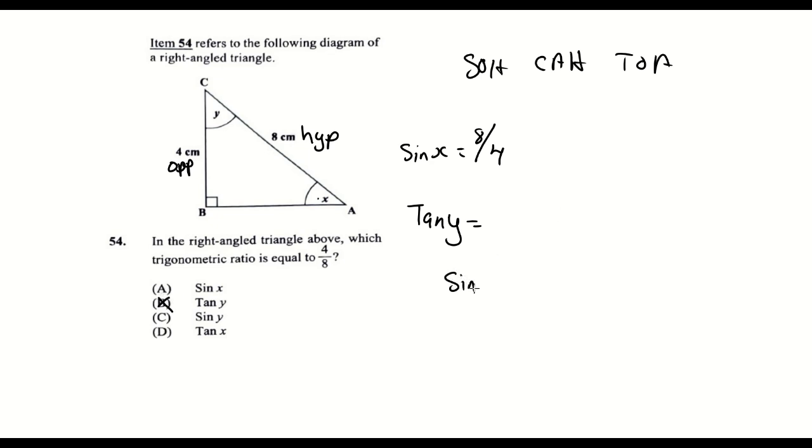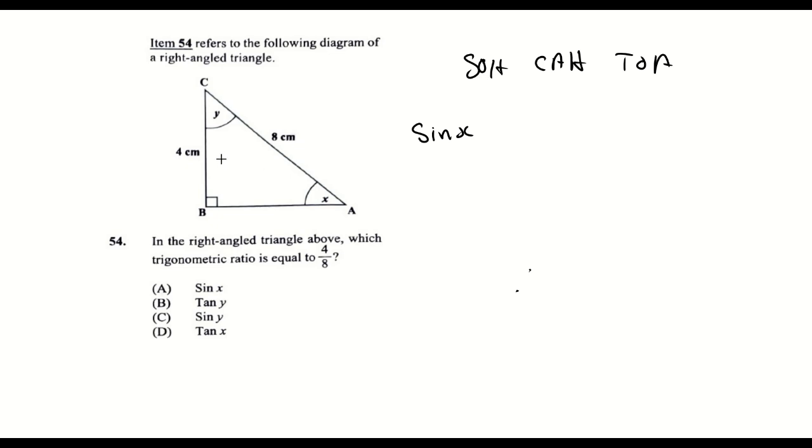Sine y. If it is sine y, that is the hypotenuse. Hold on, let's take my time when I'm doing this question. Okay, so if it is sine x, it is opposite, which is 4, over my hypotenuse, which is 8. I don't know why I was saying hypotenuse over opposite, but the answer for this is sine x. The rest of them would not work.